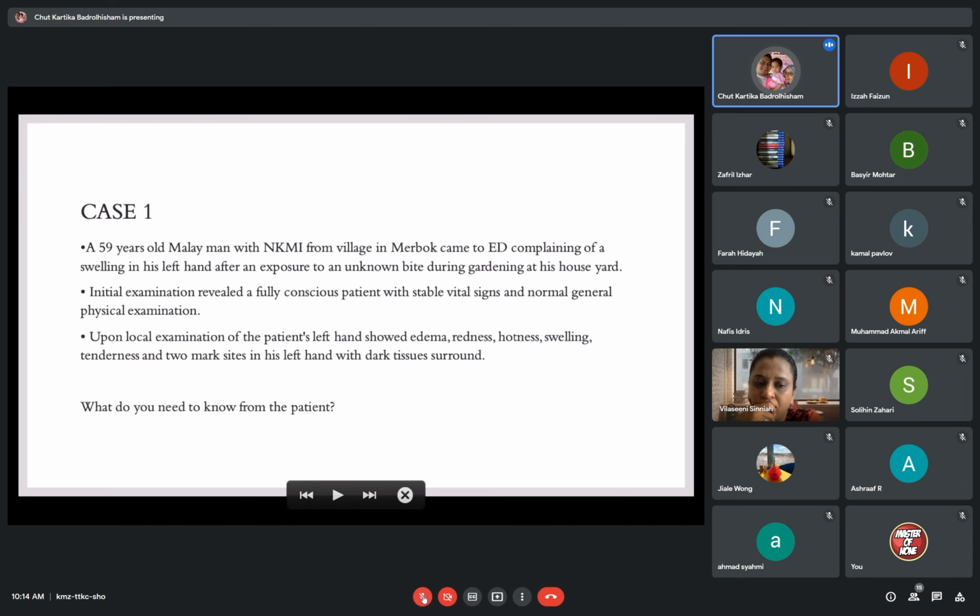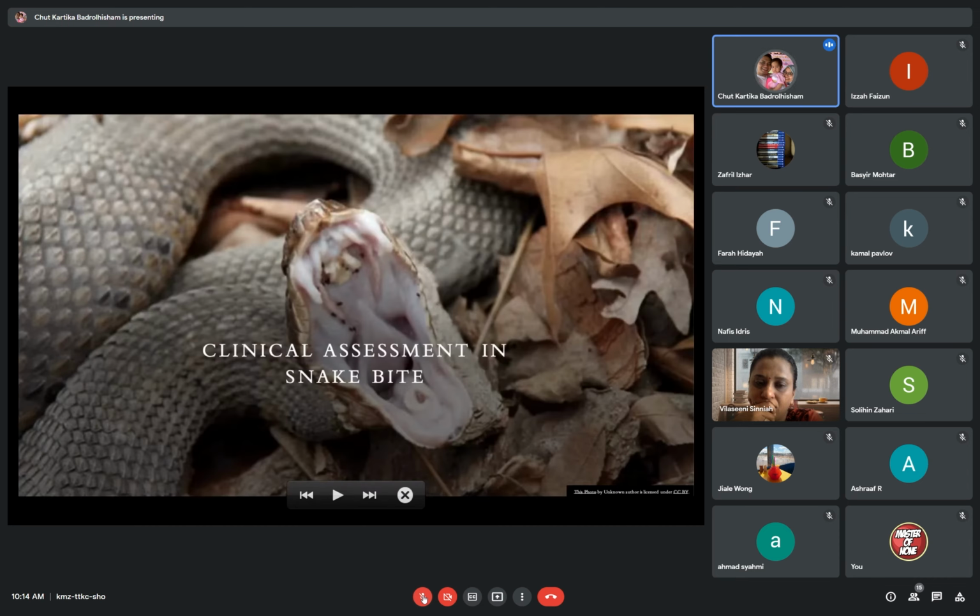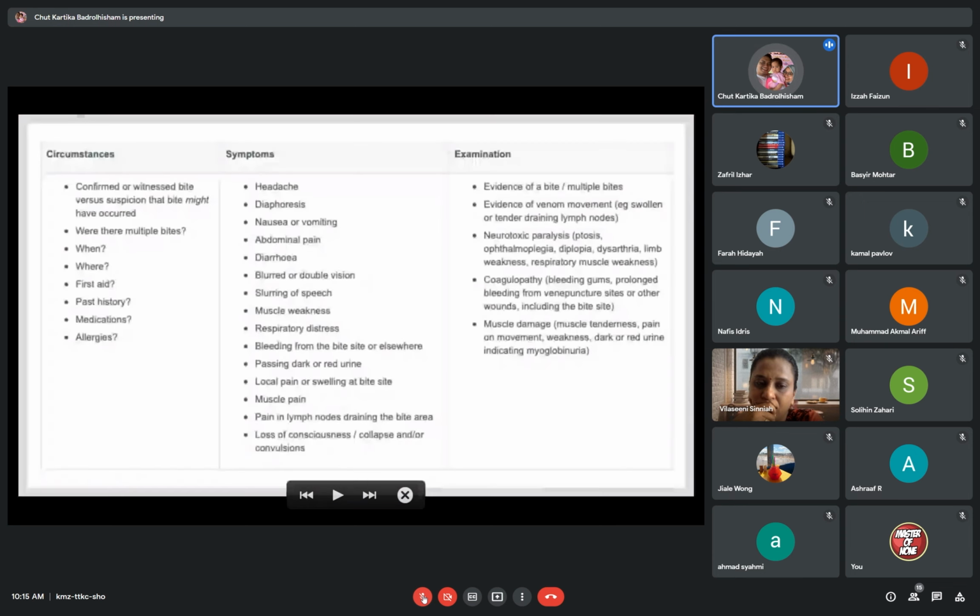Okay. What do we need to know from the patient? So, we cover the clinical assessment. The history taking is very, very important because we need to know the exact snake that bit the patient. So that for the antivenom, if the patient is bitten and there are envenomation effects, we must give antivenom immediately. So for the history taking, we ask when it happened, how it happened, where the bite was, and whether there were multiple bites.